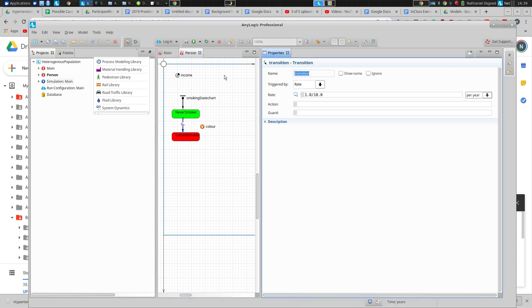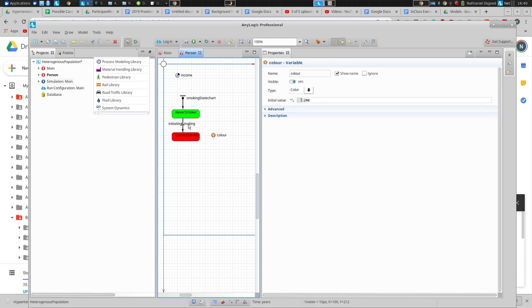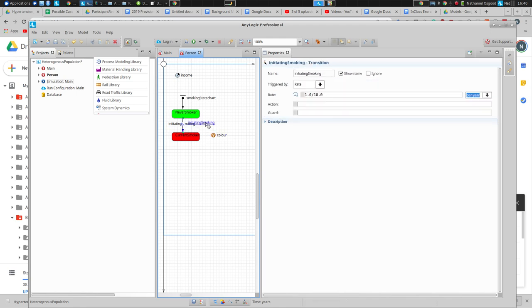In general, we name our transitions. We'll say initiating smoking. That will be our transition name, and I'll click this box to say show it. Ladies and gentlemen, show it. So here it is, initiating smoking, okay? There we are. And I can drag it around. By clicking on this, I can drag this name. How did I name it? I selected the transition, I typed it in, and I selected show name. There we go. Okay, so that's great, but that's only two states.